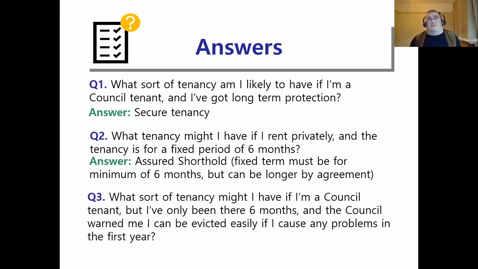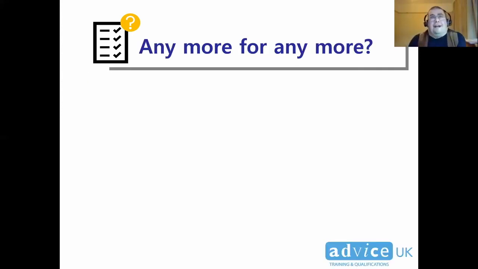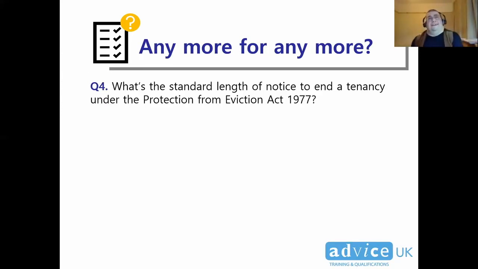And finally, what sort of tenancy might I have if I'm a council tenant, just been there 6 months, and the council warned me I can be evicted easily if I cause problems in the first year? Introductory tenancy. Correct. And remember, that automatically becomes secure if the council has done nothing to evict you during that probationary period. So, just a couple of last questions.